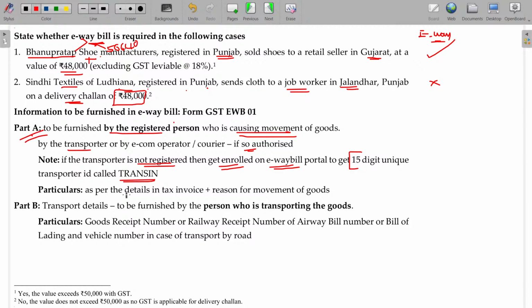In Part A, what are the particulars? The details in the tax invoice, the reason for movement of goods. You understand? Tax invoices are going to be digitalized, right? Digital tax invoice, electronic mode, e-invoice. There we studied how we issue the e-invoice while uploading.